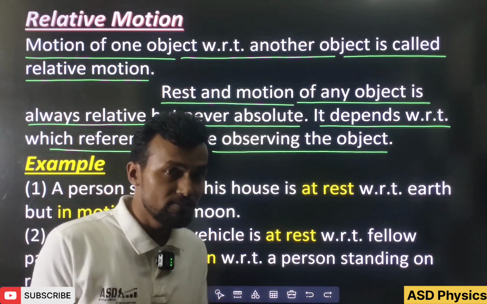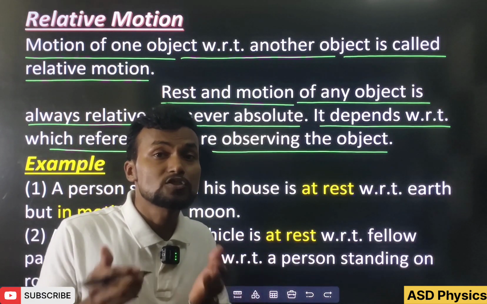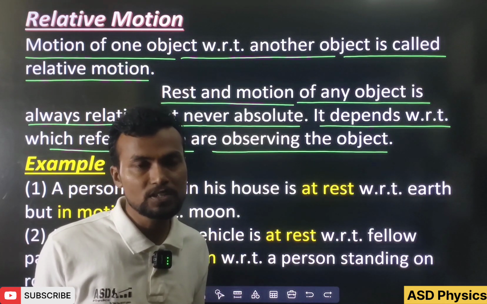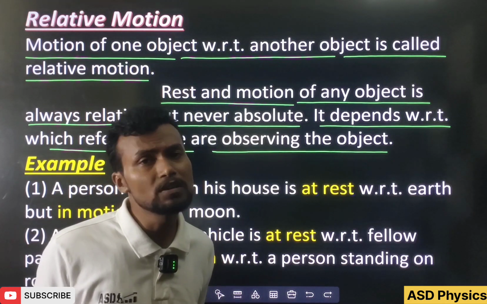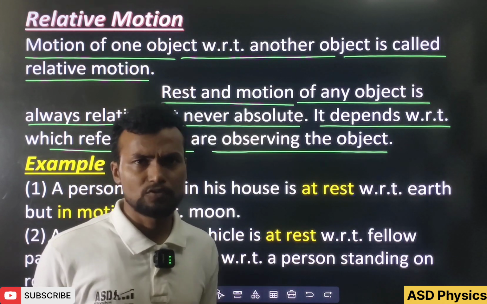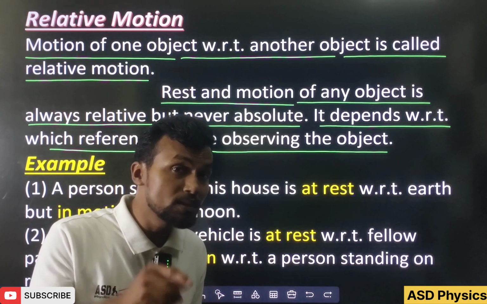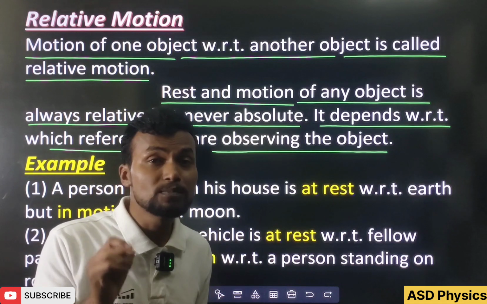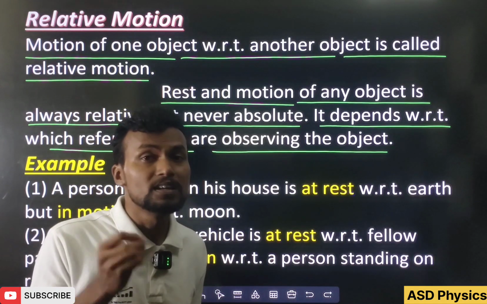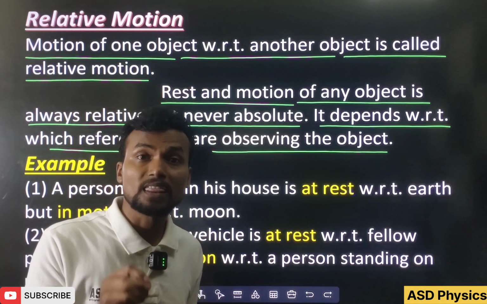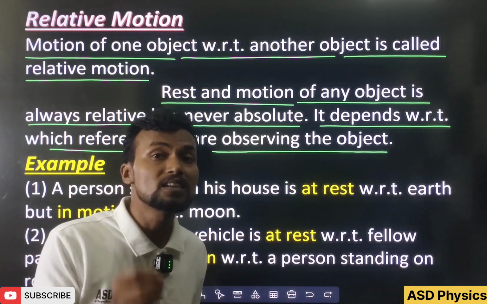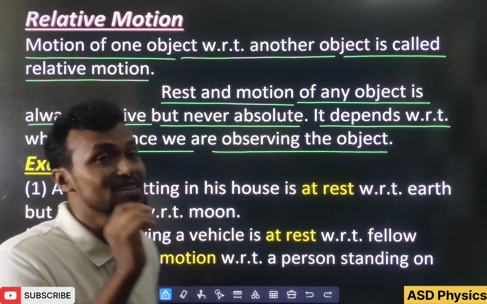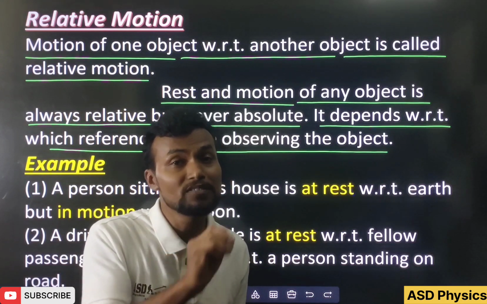Normally, we cannot tell whether an object is at rest or in motion in an absolute way. Why? Because if I talk about the earth, if we are standing on the earth, we will tell the earth is in a rest situation. But if we are seeing the earth from the moon, then we will tell the earth is in a motion situation. That means when the reference is on the earth, the earth is at rest, but when the reference is at the moon, the earth is in motion. So rest and motion are always relative. They will never be absolute.